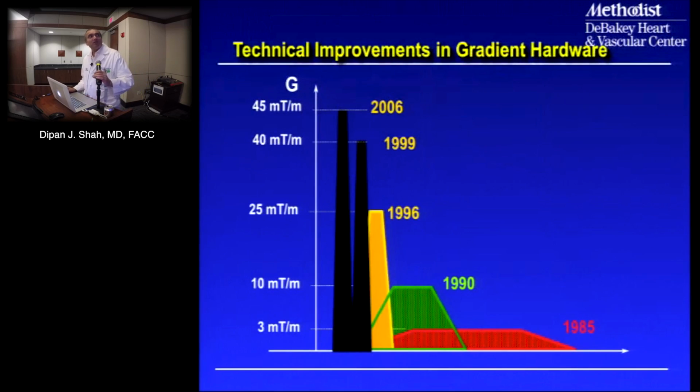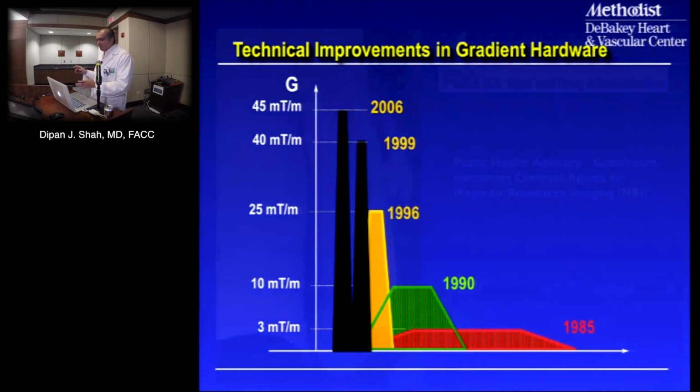The second thing I think is important to recognize is the hardware. Remember I talked about the gradients and the strength of the gradients. If you go back to 1985, the strength of the gradients was on the order of a few millitesla per meter. Now, from 2006 onward, the typical high performance gradients are on the order of about 45 millitesla per meter. So you can see there's been almost a 15-fold increase in the strength of the gradients over the last 40 years. And again, this allows you to do faster and faster imaging.